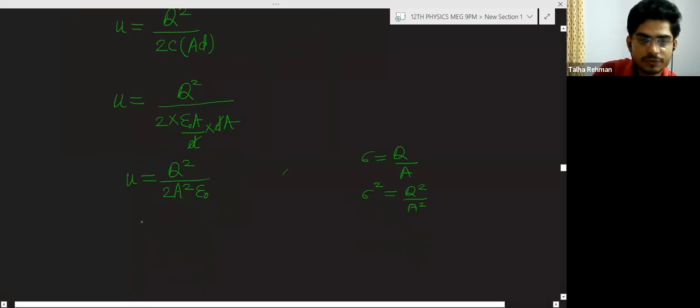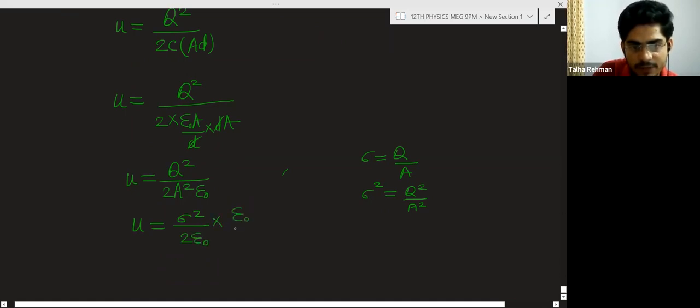So instead of Q square by A square, I am writing sigma square. So now this becomes sigma square divided by 2 epsilon 0, and now I am multiplying it with epsilon 0, and it will become sigma square divided by 2 epsilon 0 square into epsilon naught.